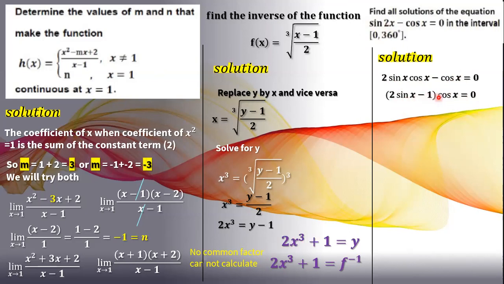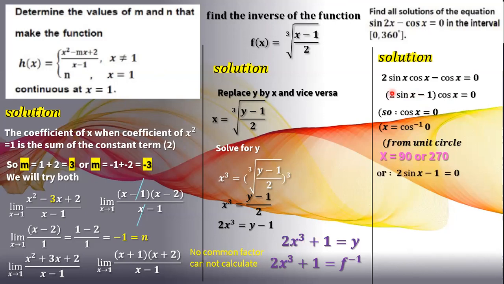The product of two expressions equals 0, so the first one equals 0 or the second one equals 0. First one equals 0, so cosine x equals 0, so x equals cosine inverse 0. When sine x or cosine x equals 0 or 1 or negative 1, you must use the unit circle. In the unit circle, cosine equals 0 at 90 and 270. Okay, from the unit circle, x equals 90 or x equals 270.